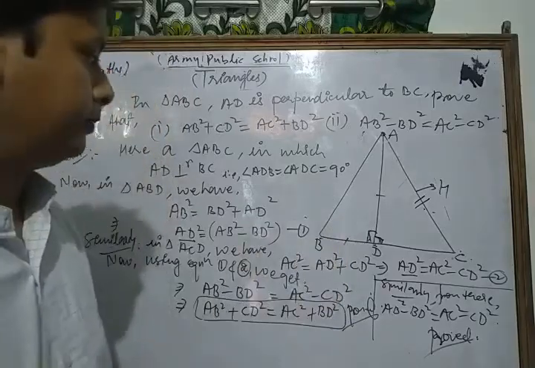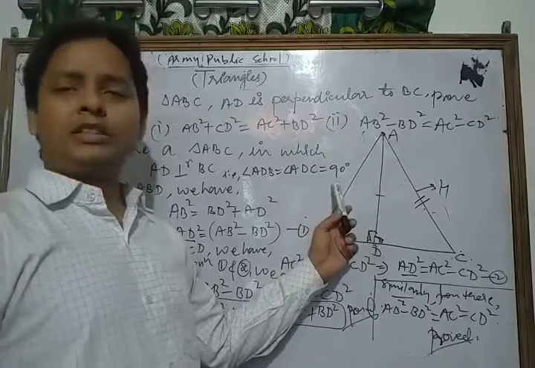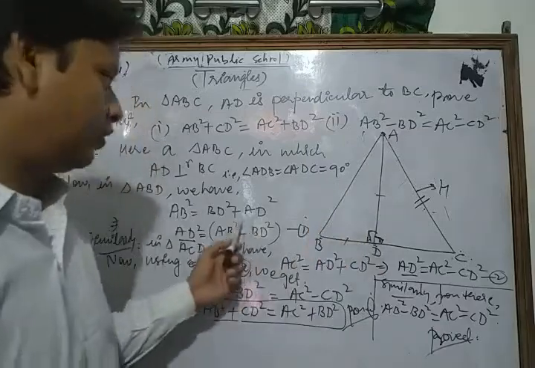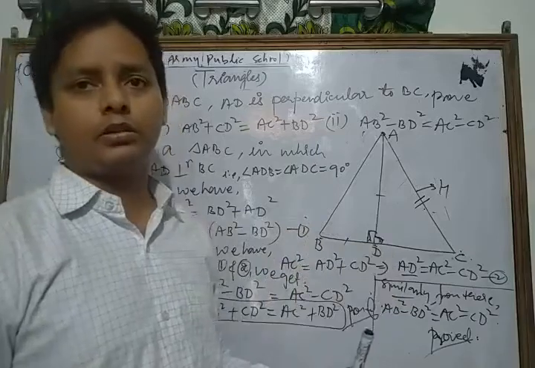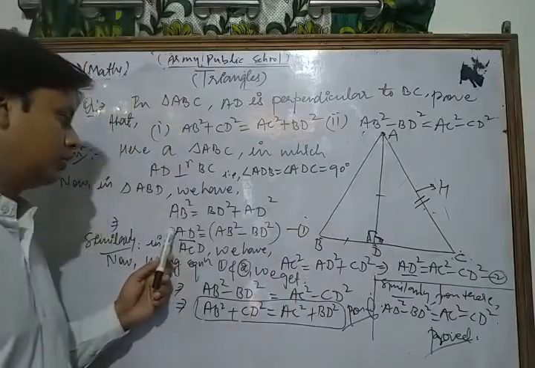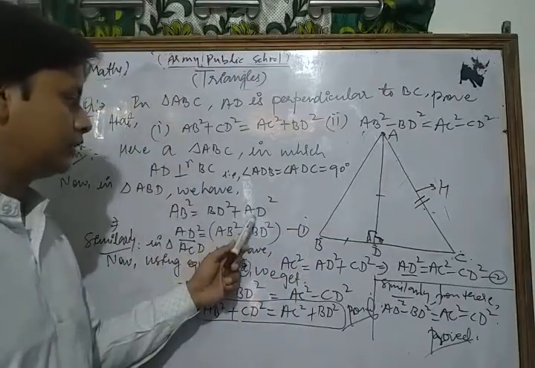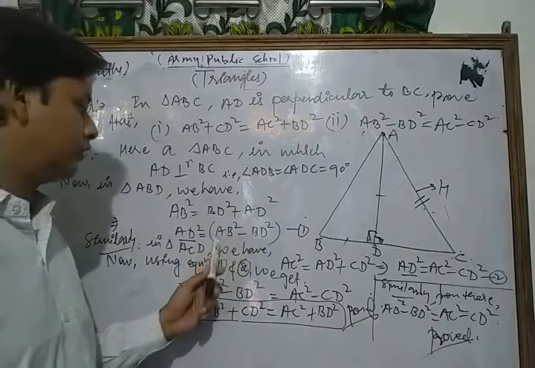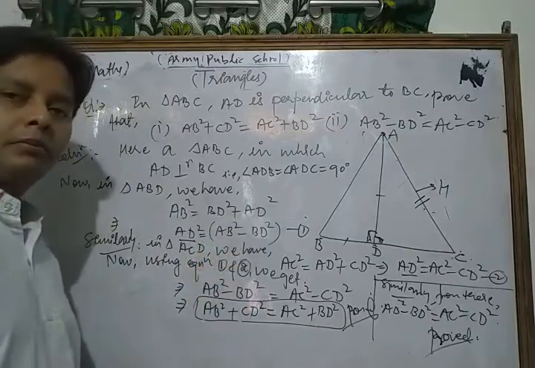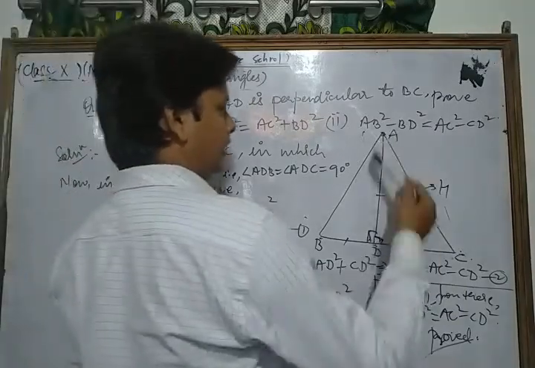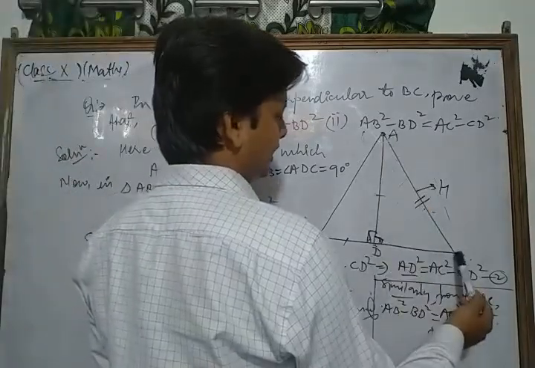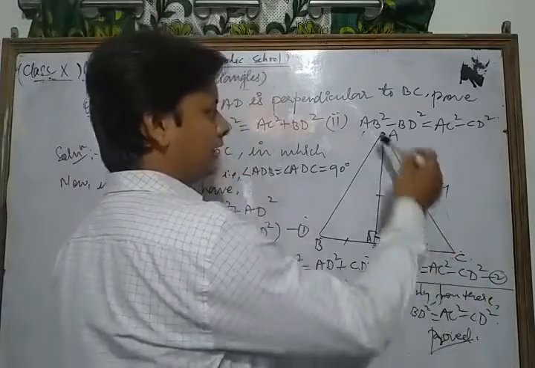So in this way, this is your hypotenuse. We apply the Pythagoras theorem, which is AB square is equal to BD square plus AD square. Okay, now similarly we find the value of AD square, which is AB square minus BD square. Now after that we take triangle ADC or ACD, and again we apply the Pythagoras theorem in right angle triangle ADC.